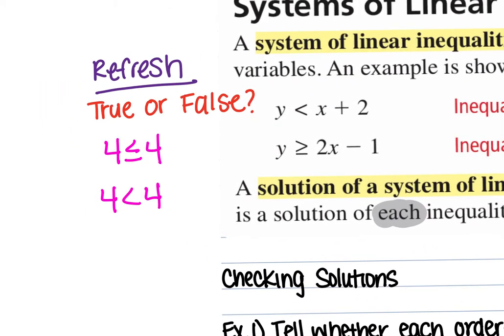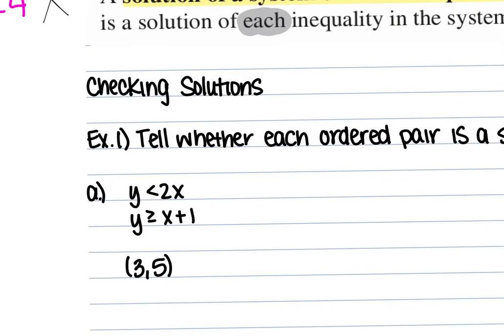Now, just a little refresher before we dive into the examples. Is 4 less than or equal to 4? Yes. Is 4 less than 4? No, okay? So just remember, if there's that equal sign, the left side can be equal to the right side, and if there's no equal sign, the left side cannot be equal to the right side.